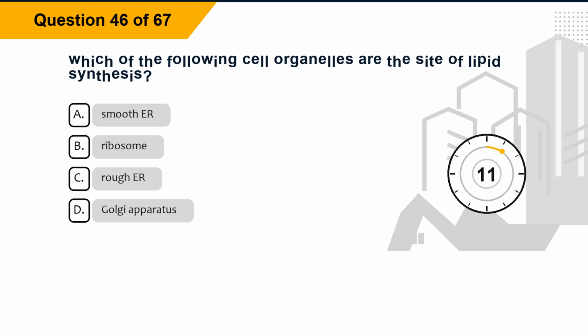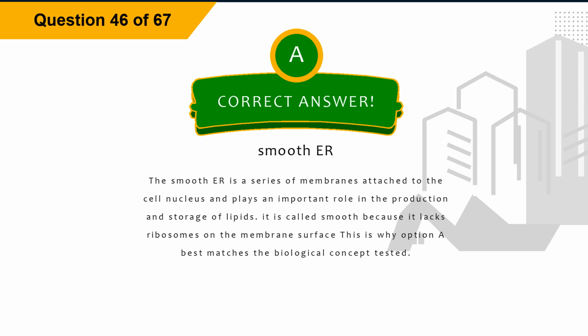Question 46. Which of the following cell organelles are the site of lipid synthesis? Option A, smooth ER. Option B, ribosome. Option C, rough ER. Option D, Golgi apparatus. The correct answer is option A, smooth ER.